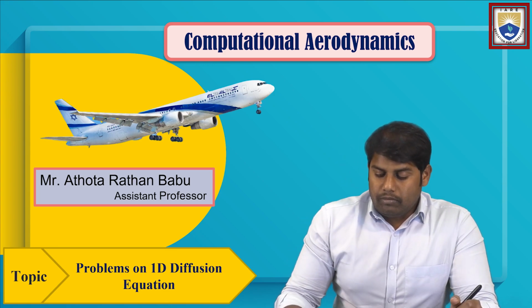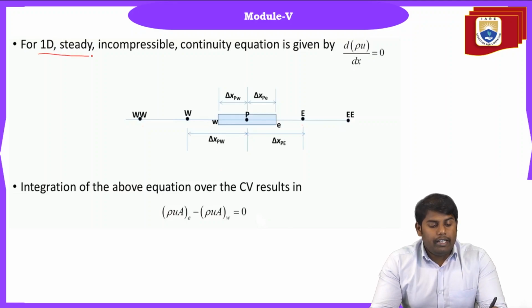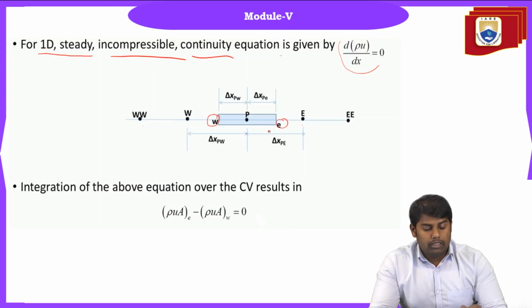Fine. For a quick recap, we have seen the finite volume formulation for a 1D element, where P is the point of interest, with the west node, east node, and the distances. If we take the 1D steady incompressible continuity equation, the density will come out. So when you integrate over the surfaces in between W and E, what do we have?